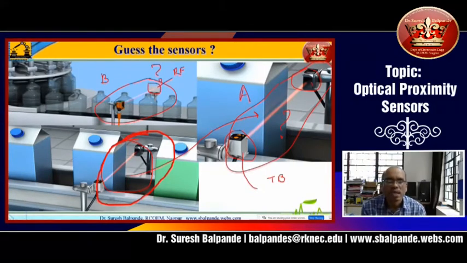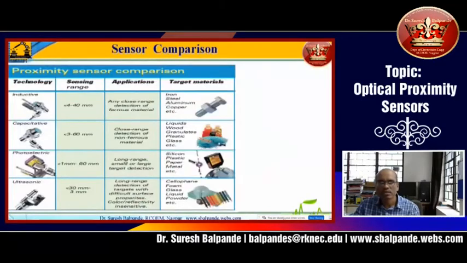Okay, so these are the applications of the optical proximity sensor, and we have wide applications for such optical sensors in industry. You can see the bottling plant, where these retroreflective type sensors are used, and we can use these sensors for all types of material except very transparent material. That is the only exceptional case.